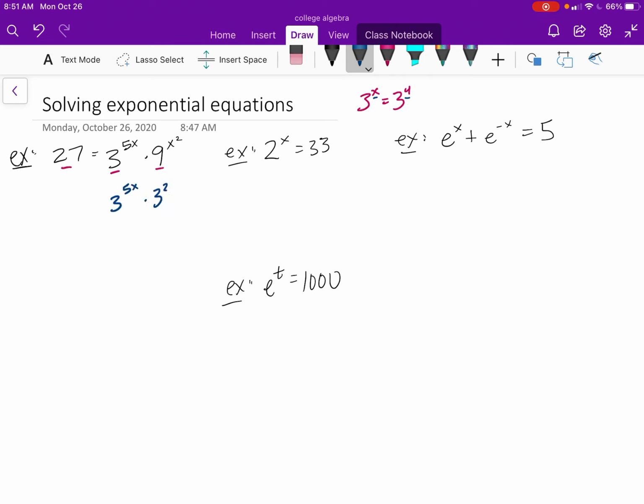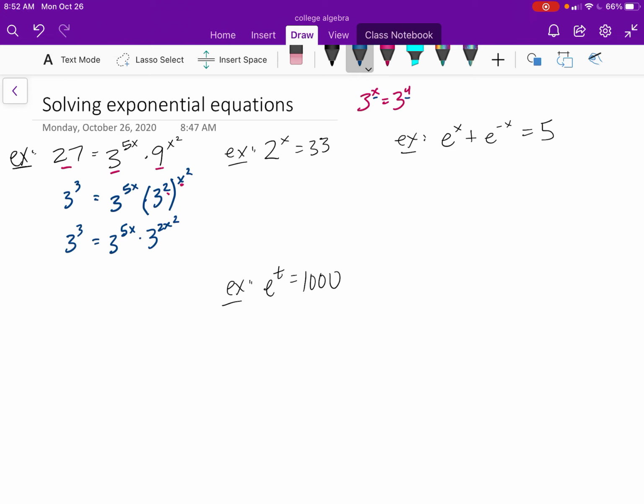9 is 3 squared. Now, when we have an exponent raised to another exponent, then we multiply the exponents, right? So what do I mean? 9 to the x squared becomes 3 squared to the x squared. So I have a power on a power, and that rule is to multiply, so therefore we would have 3 to the 2x squared. In the next line I'd have 3 to the 5x multiplied by 3 to the 2x squared. On the left side, 27 is just 3 to the third, right? 3 times 3 times 3.